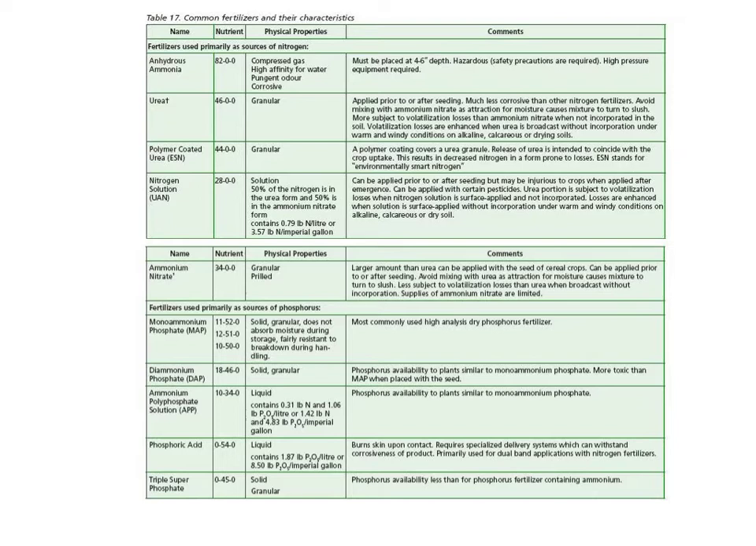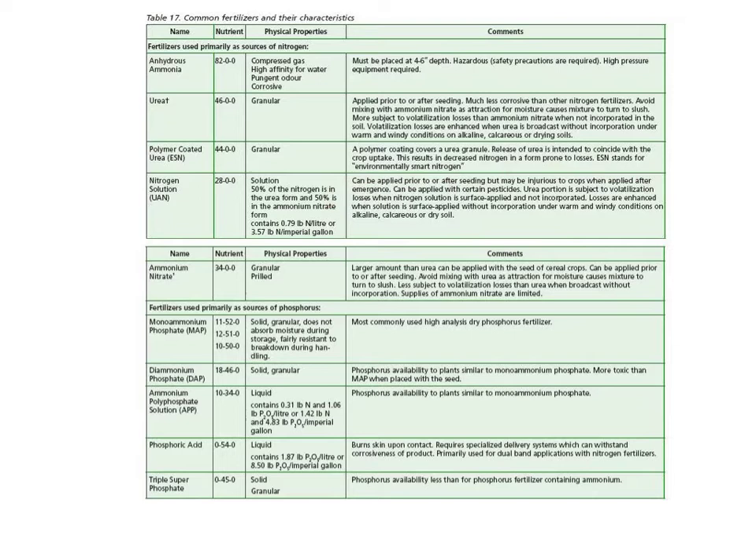The next one is a UAN, which is a solution. That's a liquid solution that's 28% nitrogen that can be sprayed on the ground itself, or it can be sprayed onto the plants. And there's some plant uptake of this material. I'll put these pictures in the course so you can look at them a little bit further and look at some of these comments.